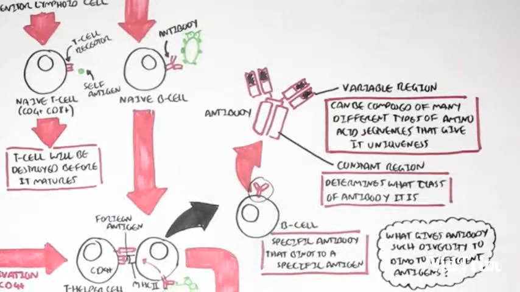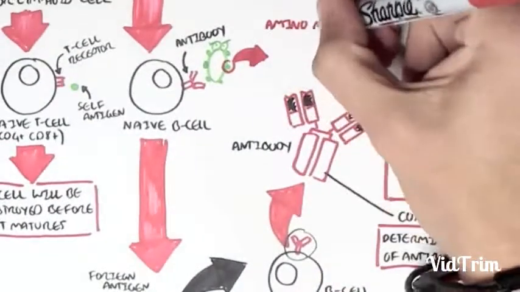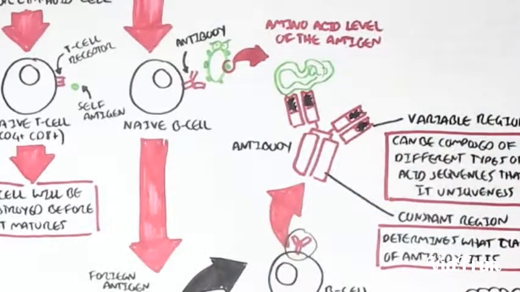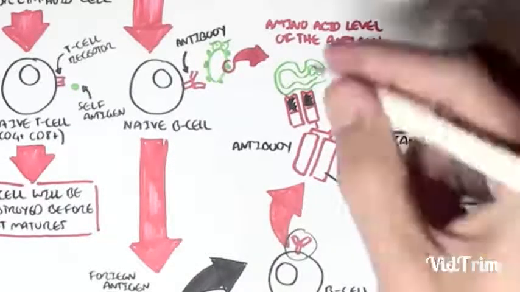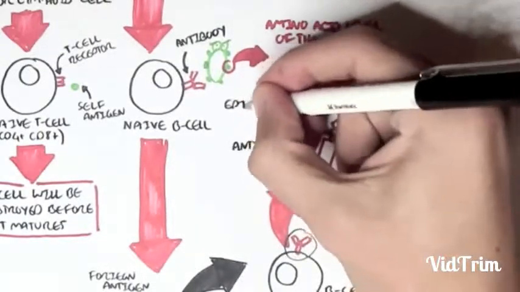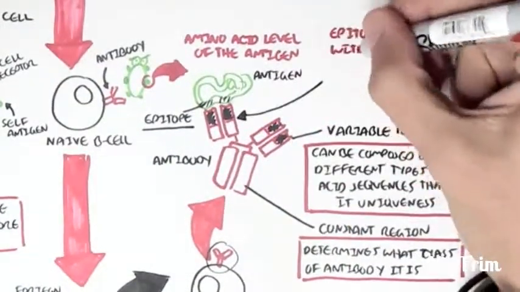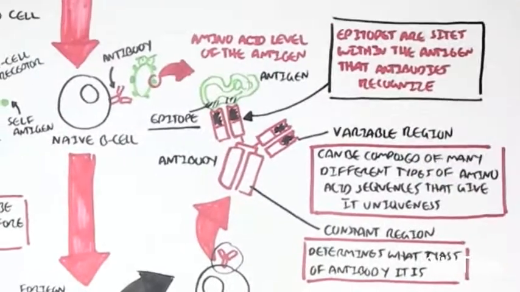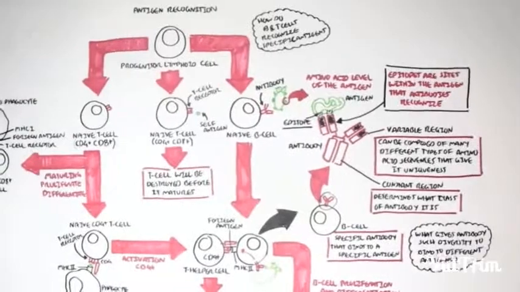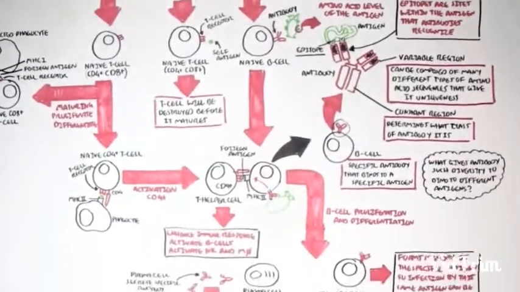Let's just take this antibody of this pathogen and look at it at an amino acid level. Here is the antigen, the same antigen of the pathogen. Now, the antibody recognizes only specific sequences of the antigen. This specific sequence is known as an epitope. So epitopes are sites within the antigen that the antibody recognizes. And through this recognition, the B cells can then engulf it, or the B cells can then destroy it with the antibody, whichever one it is.